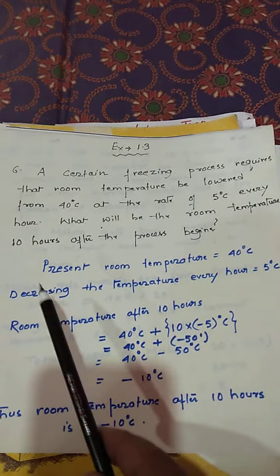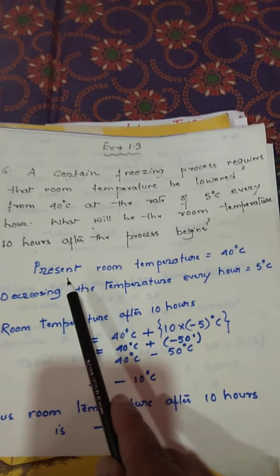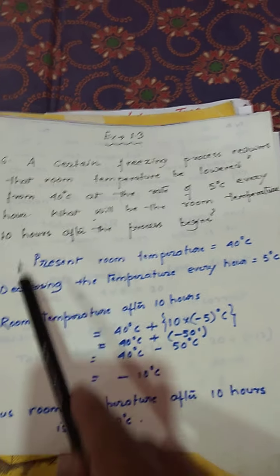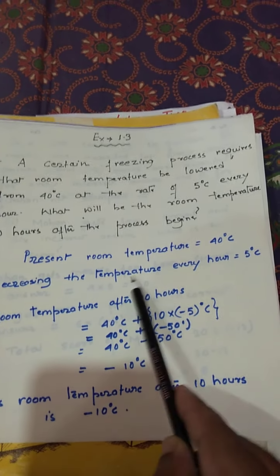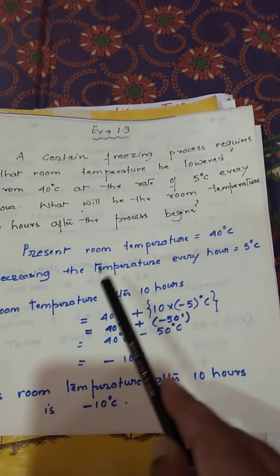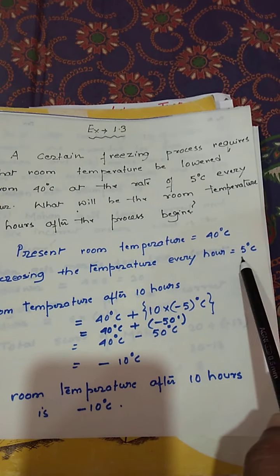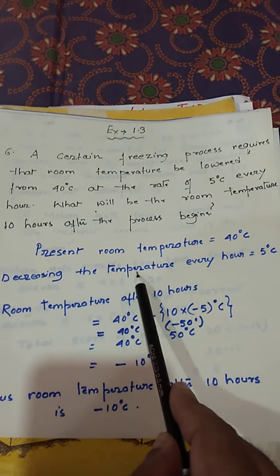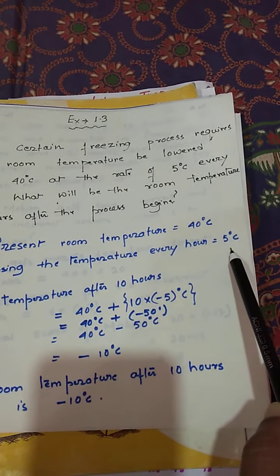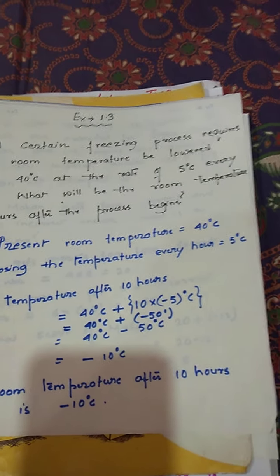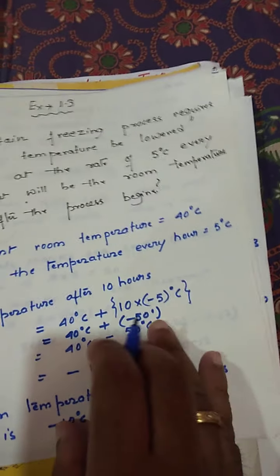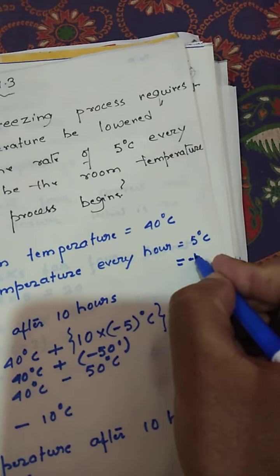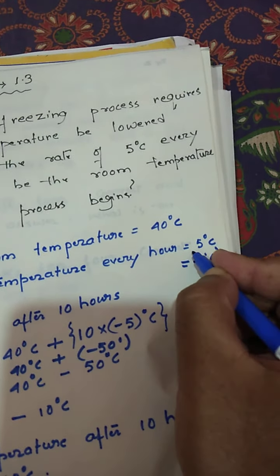Now let's write the statements. The present room temperature is what? 40 degrees Celsius, isn't it? Now the temperature is decreasing every hour. How much is it decreasing every hour? 5 degrees Celsius. Now students, you have to understand, because the temperature is decreasing, we'll take this as minus 5 degrees Celsius. So you can write this as minus 5 degrees Celsius.